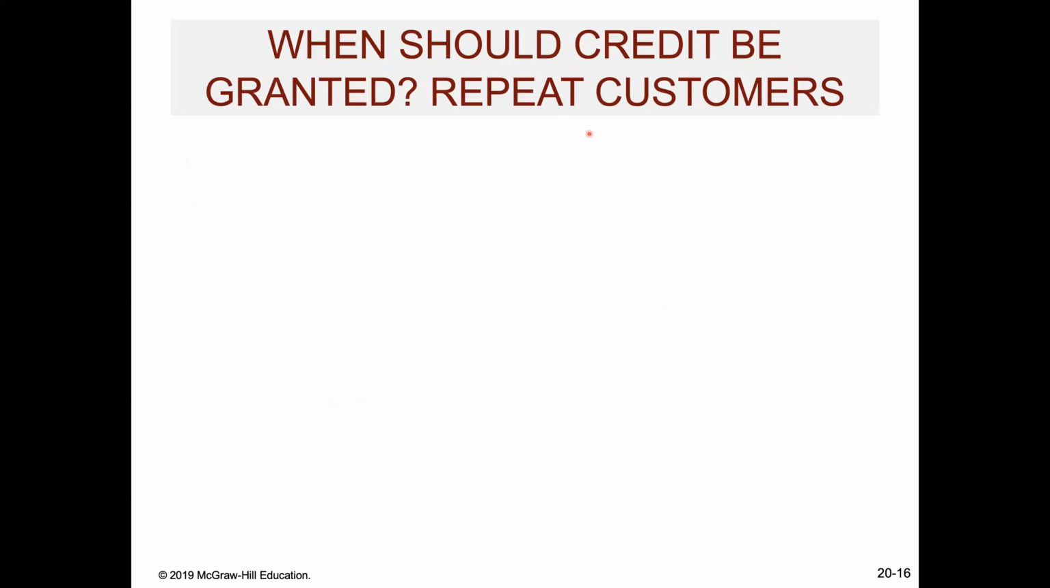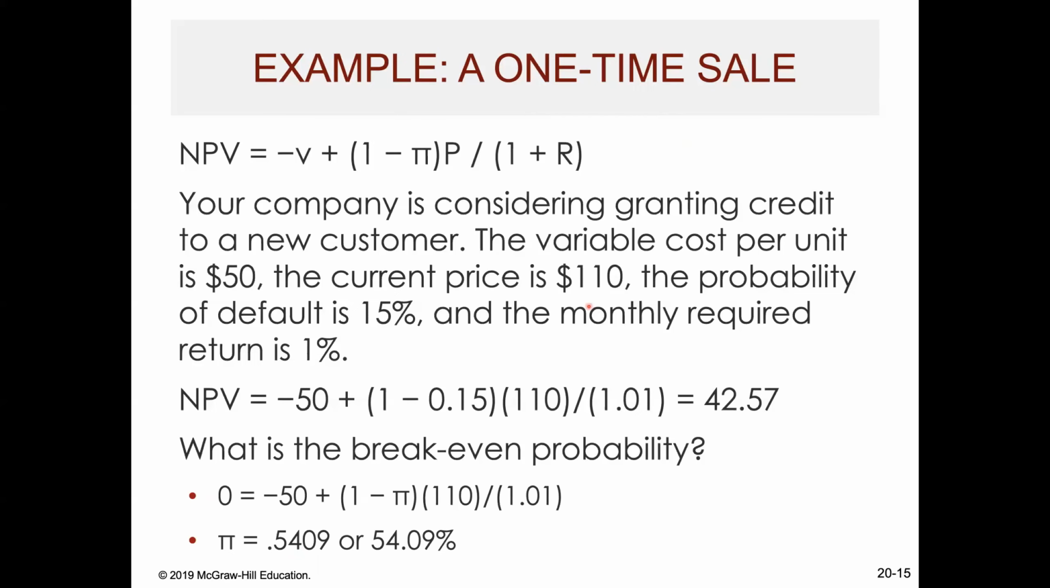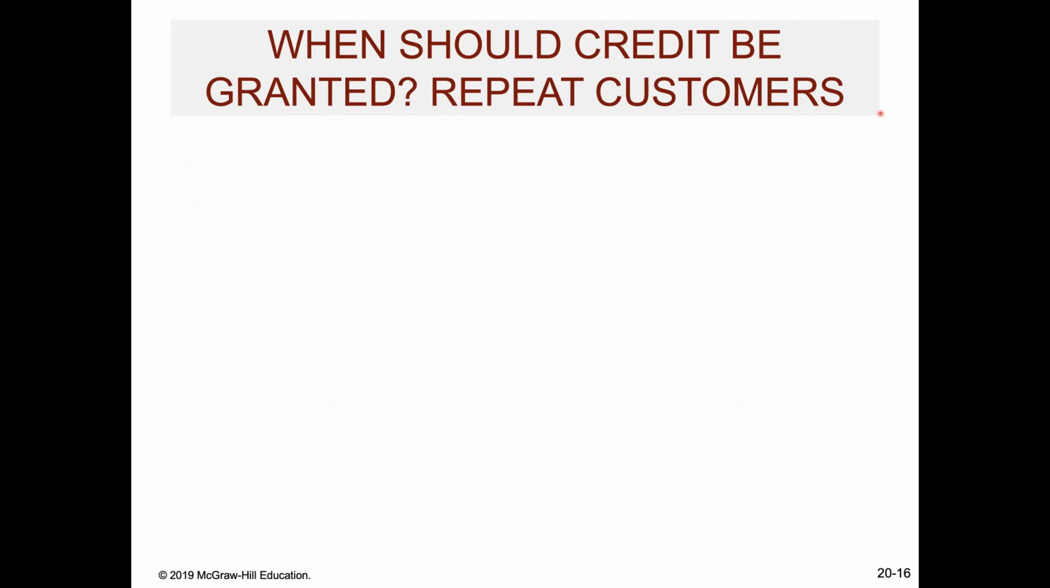So when should credit be granted for repeat customers? Now, this was just a one-time sale, but a repeat customer brings continued business. So we're going to look at this from more of a perpetuity standpoint. So you'll notice that our formula is a little different. We've got our NPV is equal to negative V plus 1 minus pi times P minus V. So this is one thing that's different from the previous, divided by R, just R, not 1 plus R. So this is assuming sort of a perpetuity situation.